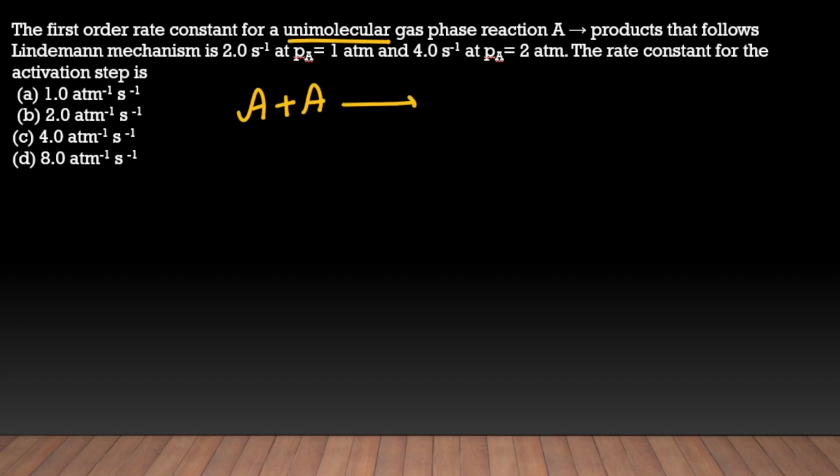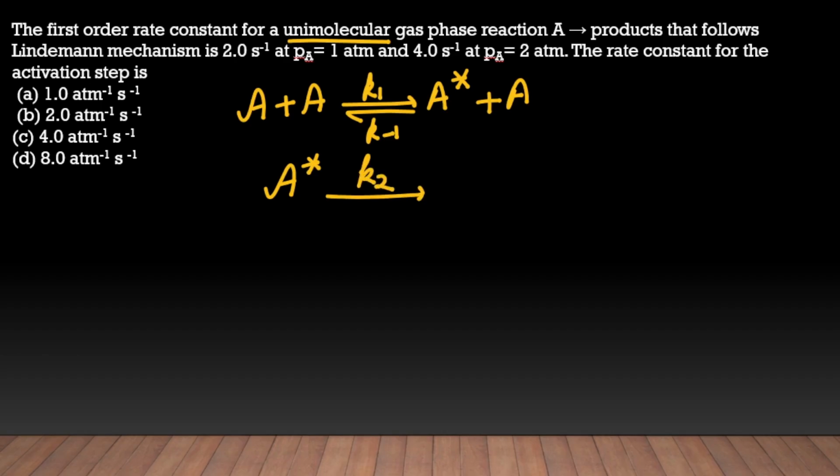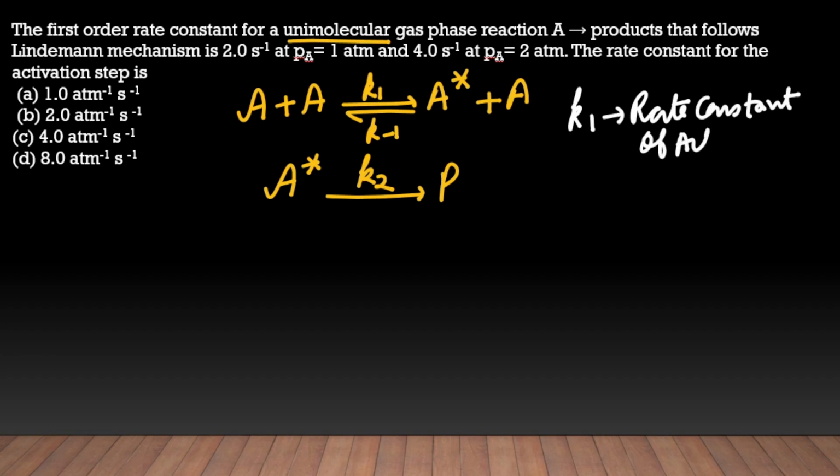There is an equilibrium with the rate constant K1 and this is K inverse. Here the excitation takes place that gives one activated species and the other is as it is, and this activated species in the next step with the rate constant K2 gets converted into the product P. This is the Lindemann mechanism for the unimolecular reaction. Now in this, the K1 that I am having is called the rate constant of the activation step.